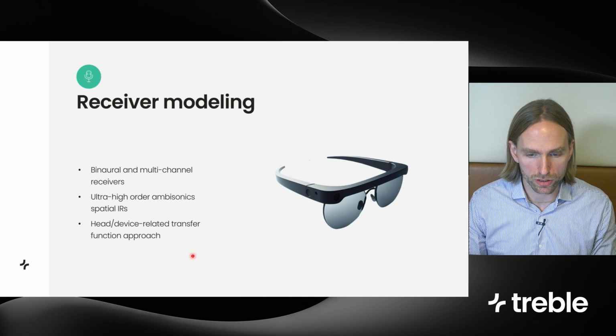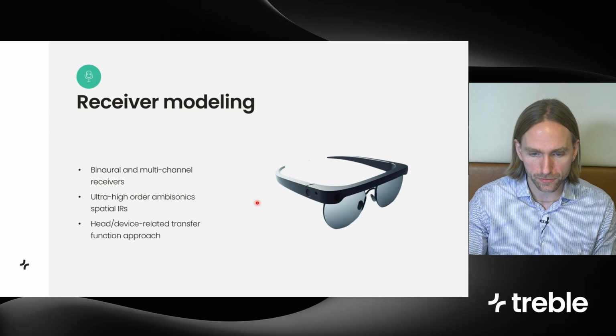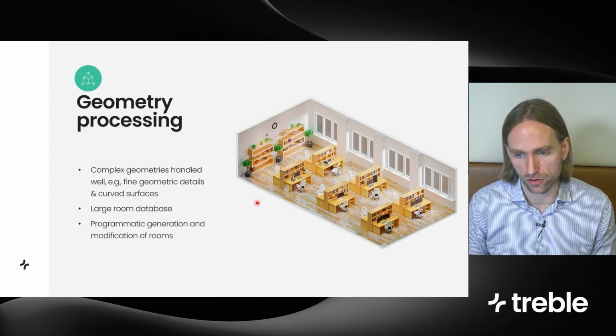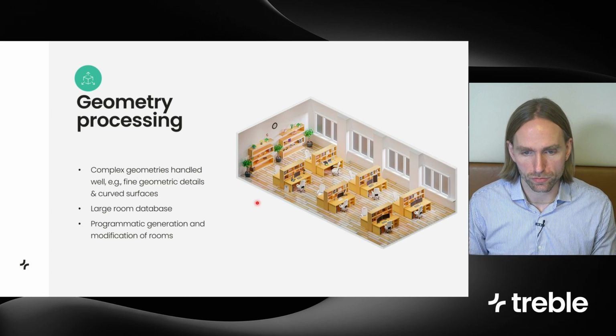This is done through an approach which we call the head or device-related transfer function approach, and I'll demo this later. And we could, by the way, go to really high order ambisonics, up to 16th order ambisonics, in our spatial IR generation and post-processing.